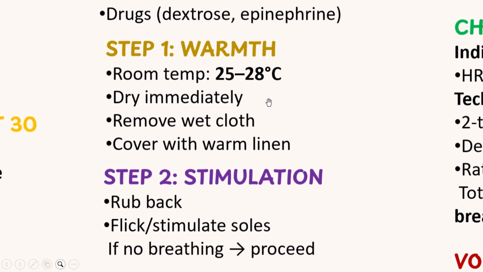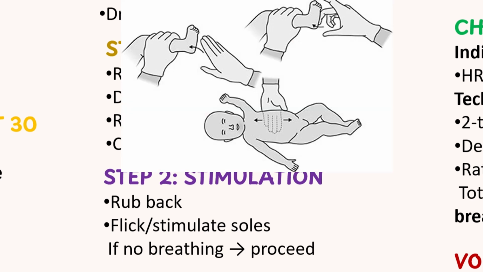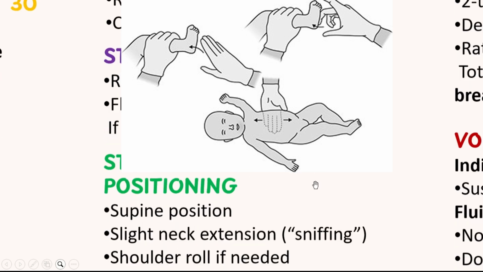So step 1 is going to be warmth. You want to ensure the room temperature is about 25 to 28 degrees Celsius. Dry immediately. Remove wet cloth and cover them with clean, warm linen. Then step 2 is going to be stimulation. You want to rub their back. You want to flick and stimulate the soles. And then if there is no breathing, you want to proceed.